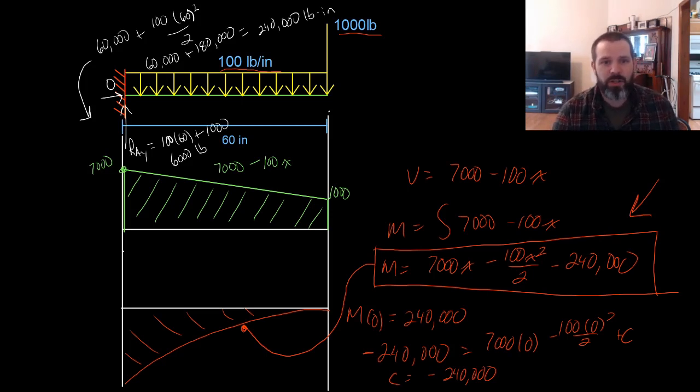Superposition can help you do more complex things. It lets you break down more complex problems into simpler problems and then just add the results together.